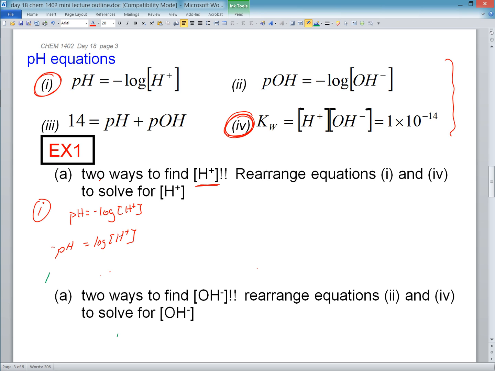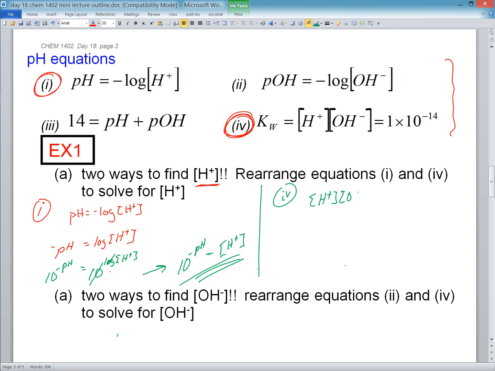So it might look something like this: 10 to the negative pH would equal 10 to the log of the hydrogen ion concentration. And these are inverses, so they cancel out. So what you end up with is 10 to the negative pH is the hydrogen ion concentration. Okay? So you need to be able to rearrange these to do this. We'll practice that. We'll do some problems on that. But we could also use equation 4. We have the hydrogen ion concentration times hydroxide is 1 times 10 to the negative 14.